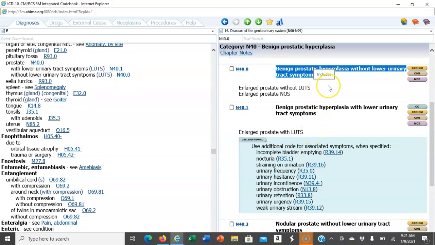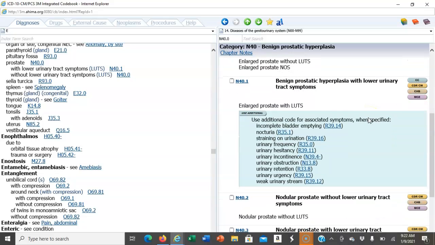Now, when you look at these codes, we have a code N40.0, which is BPH, which is how it's commonly always referred to, without lower urinary tract symptoms, and that is LUTS. So you can have BPH with LUTS and BPH without LUTS. So this is BPH without LUTS, and then BPH with LUTS is N40.1.